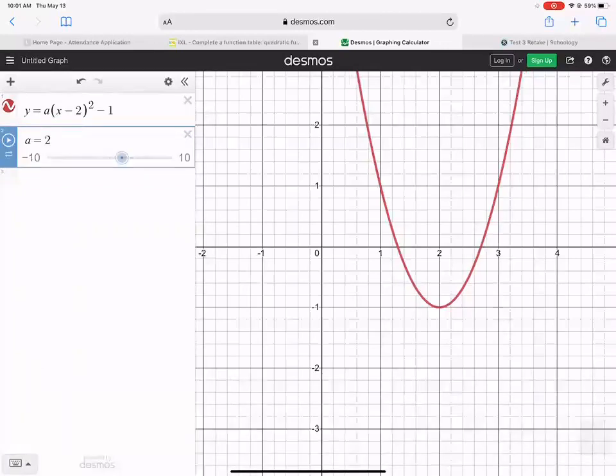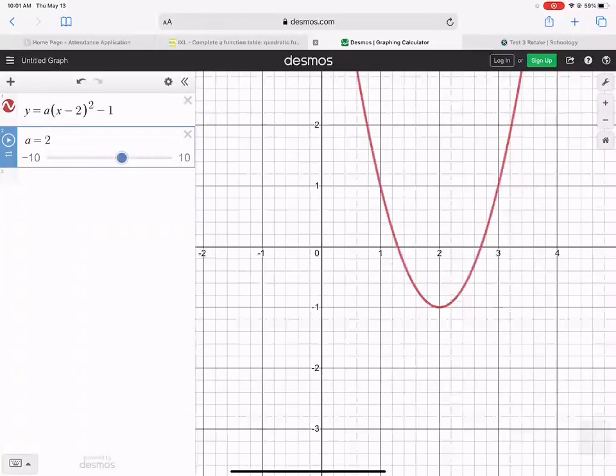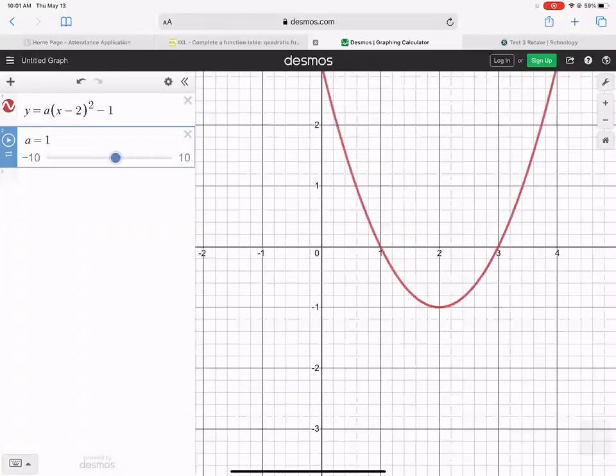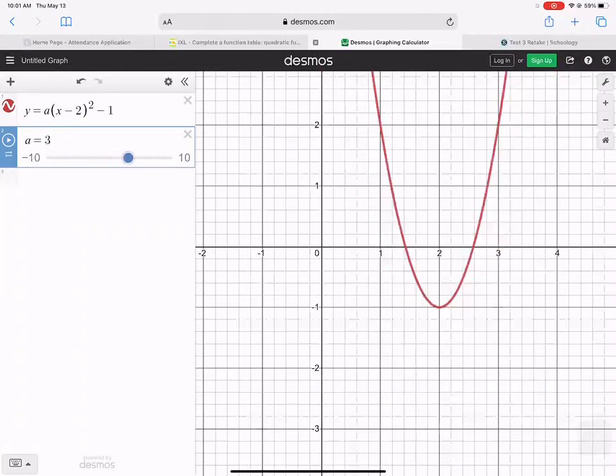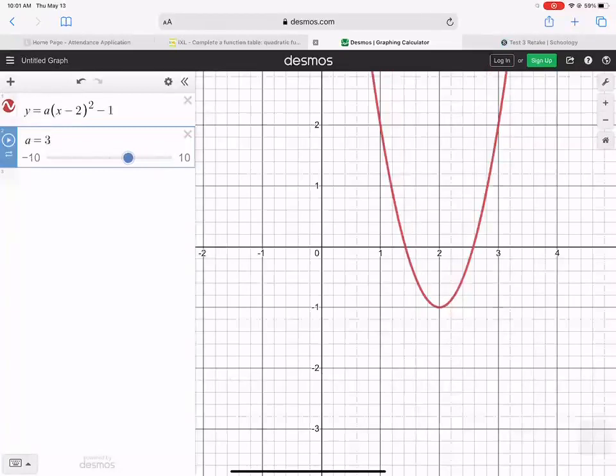Okay, if a was 1, a was 2, what happens to my graph? Does it get wider or narrower? As A gets bigger, the graph gets narrower. Now, why would it get narrower?